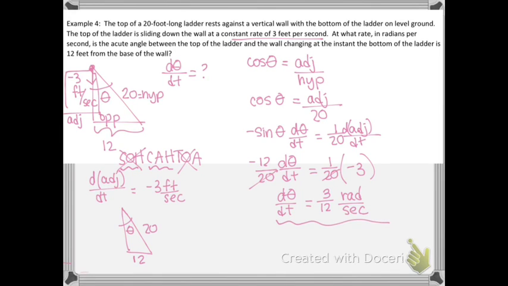So as the ladder slides down the wall, if you envision what's happening, our triangle is going to be looking more and more like this as the adjacent side gets smaller, and theta would be getting bigger. So our d theta dt should be a positive value.